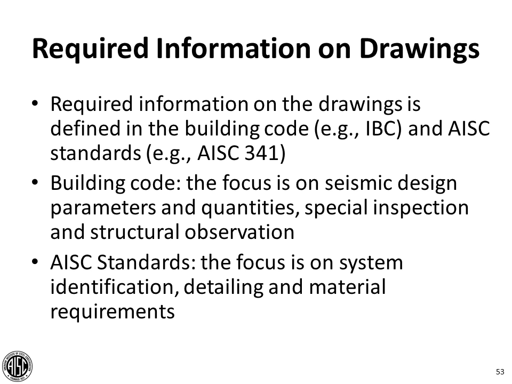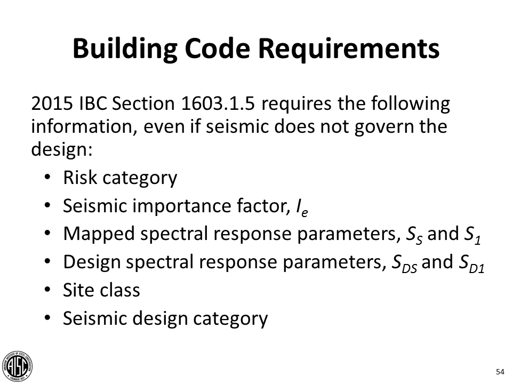The building code, let's say the IBC, for example, basically has a focus on things like the seismic design parameters and quantities such as base shear, inspection requirements, and structural observation requirements. And these are typically triggered more often in projects that have a seismic component in them. The AISC standards, on the other hand, and AWS, focus basically on system identification or detailing and the material requirements that are most appropriate for the seismic projects.